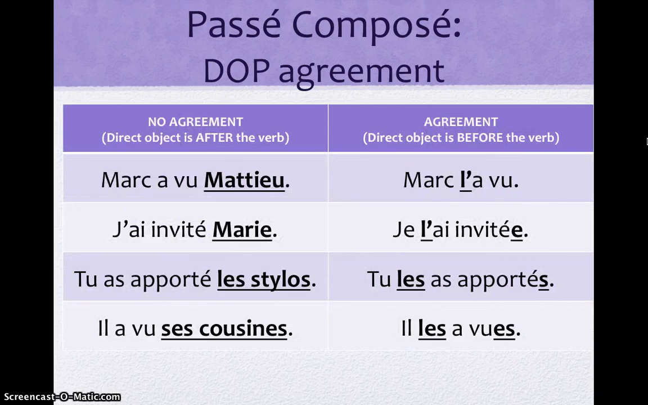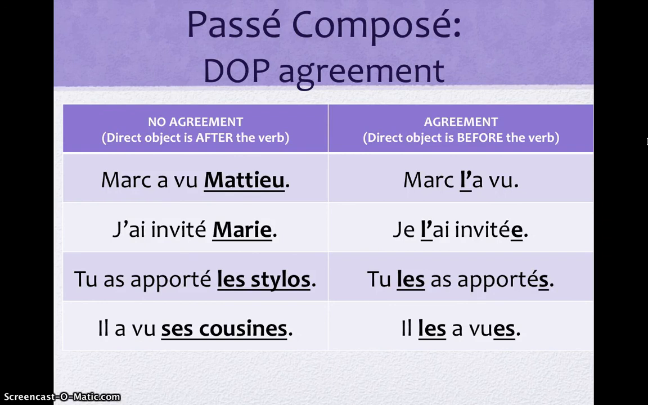Now here are some examples. To start with the direct object, the first column, it's after, so we do not need to make the past participle agree. This is what you've been doing since French 2. However, on the right column, because the direct object is before the verb, we do need to make agreement.